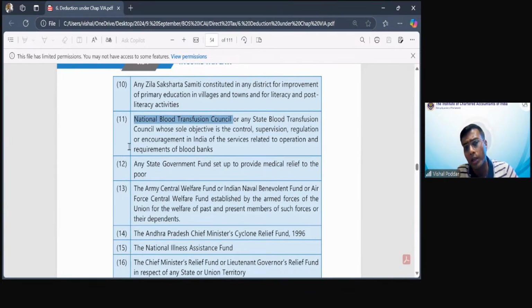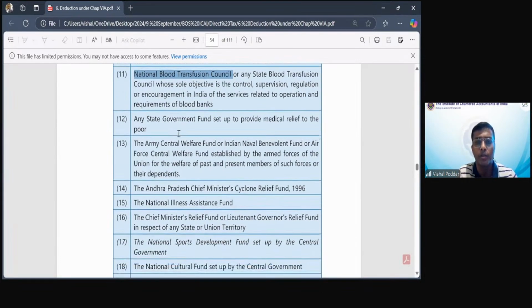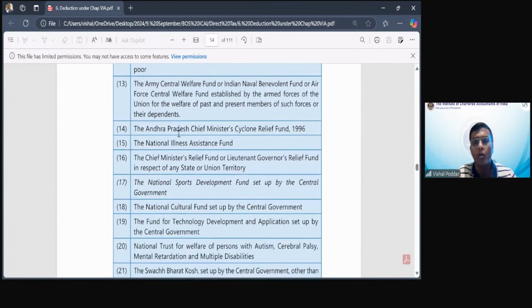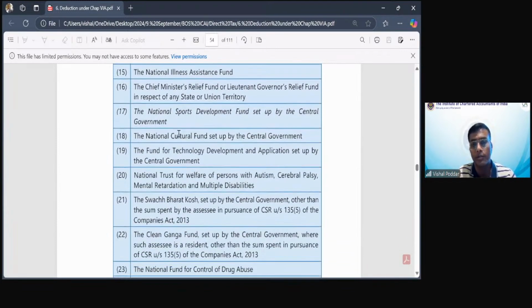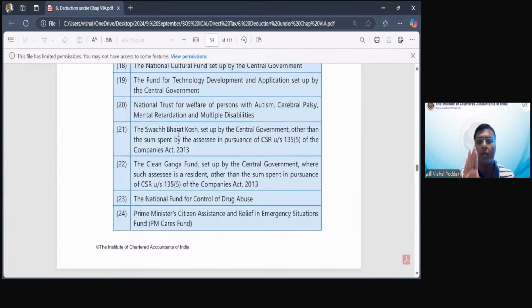So again, these bodies, even though they are institutions, not funds, are of national importance. Remaining, you will find all funds. So what is my rule? Remember my rule: funds, no limit. So that is why the first and second are both no limit, for funds. The other two are institutions where you'll have a limit.